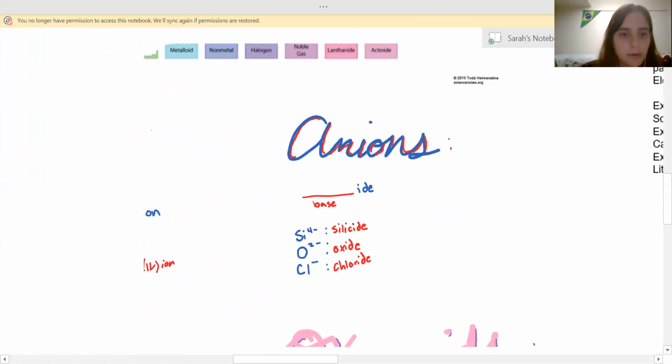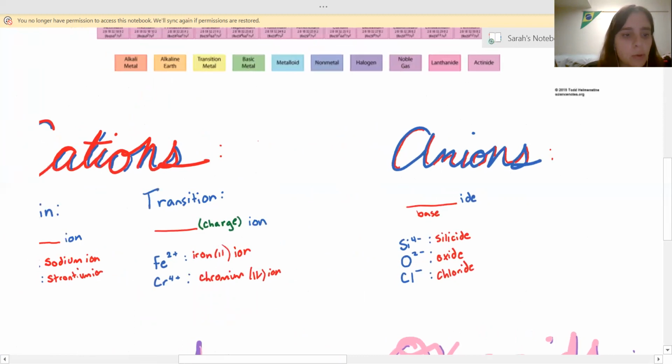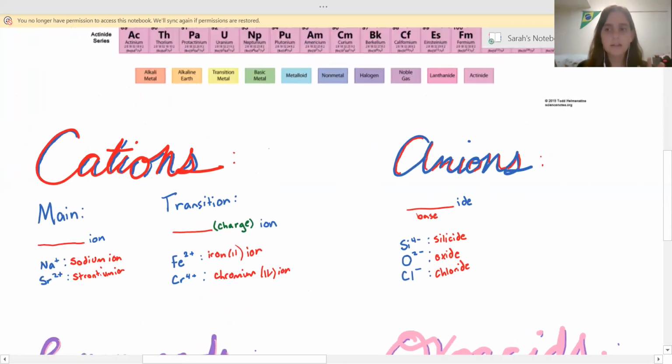All right, awesome. Once you know these basic rules about cations and anions, from here it's really just building. It's building upon this and the prefixes that you should have memorized.